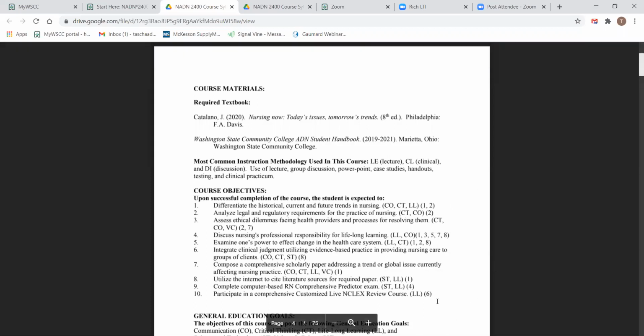Also make sure that you have your student handbook. It is essential for you to know what's in that student handbook. Everyone has read it and has signed that you have read it. Now you need to make sure that you review it, know it, and apply it. Course objectives.